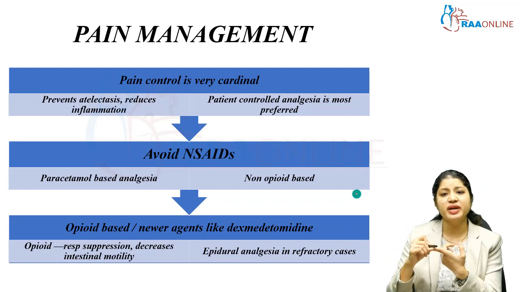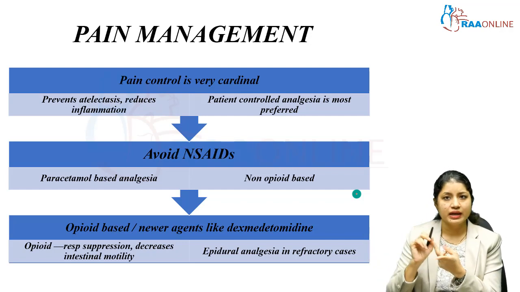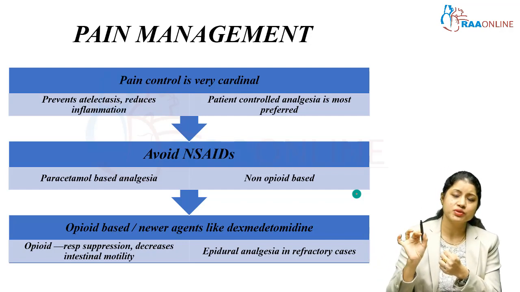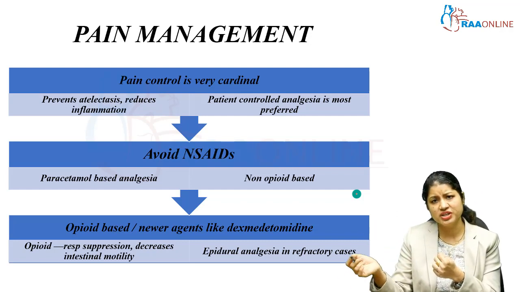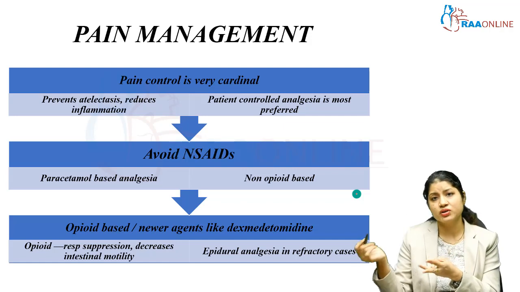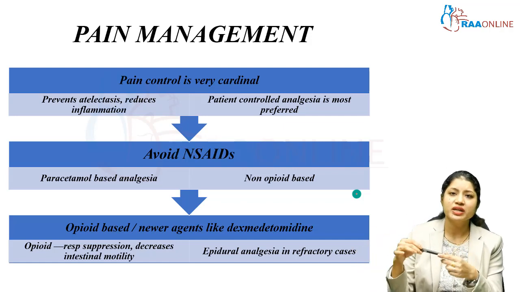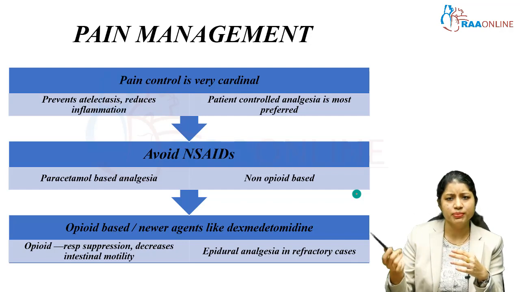So how do we treat pain? Patient controlled analgesia is the most preferred. Avoid NSAIDs at first, because acute kidney injury is one of the most common complications in pancreatitis, either secondary to the inflammation or sepsis or because of fluid overload. So avoid NSAIDs.